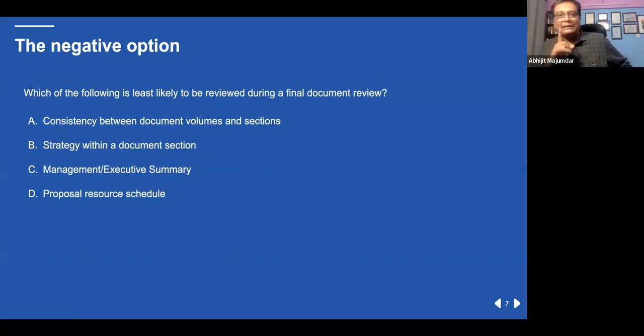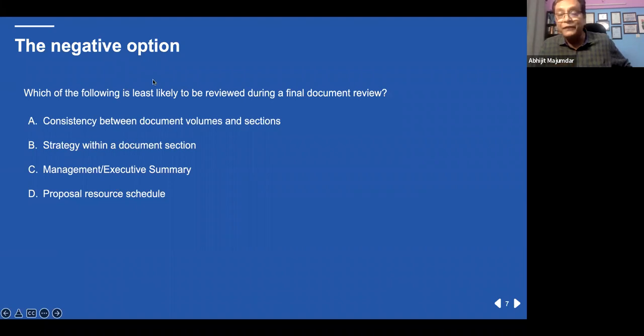The third type is the negative option. This is again a little tricky one, and you will get a lot of these questions. You will see phrases like "least likely" or "not usually". These are questions of the negative option. Most of the time we miss this. The question may look like: which of the following is to be reviewed during a final document review, but the actual question is: which of the following is least likely to be reviewed? Of the 4 answers, which one does not fit?